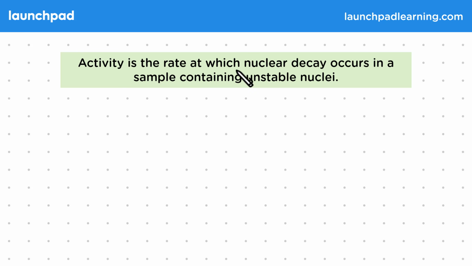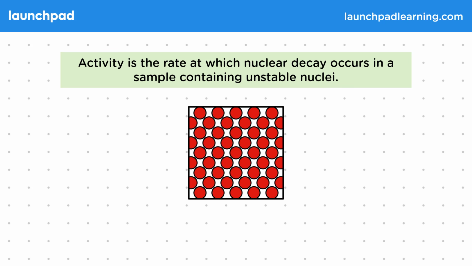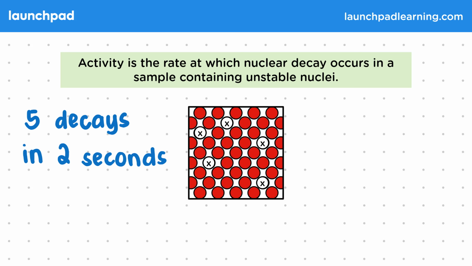Activity is the rate at which nuclear decay occurs in a sample containing unstable nuclei. So here we have a set of unstable nuclei. The white circles with X's are the nuclei that have decayed. So say we have 5 decays that have happened over the space of 2 seconds. This describes the activity.